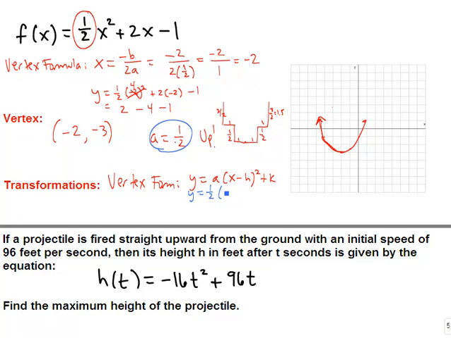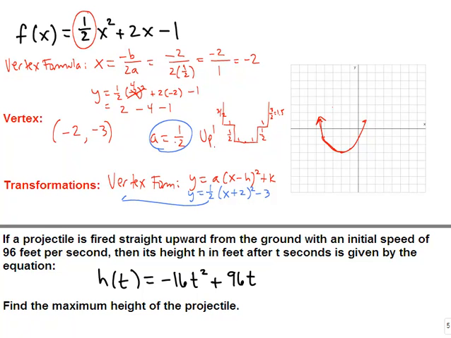We want x plus 2 because our vertex was at minus 2 and we need opposite signs. So we want a plus 2 in the parentheses, and we have a minus 3 for our k, so a minus 3 on the end. Once we have this in our vertex form, then it's easy to identify your transformations.